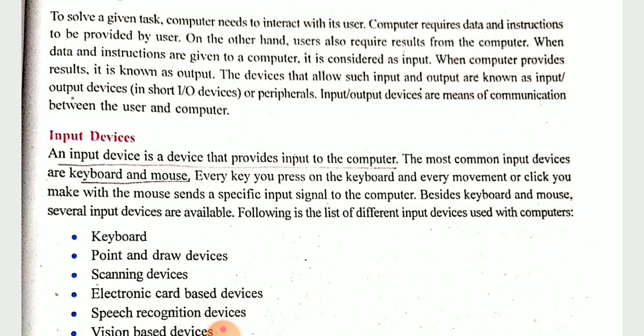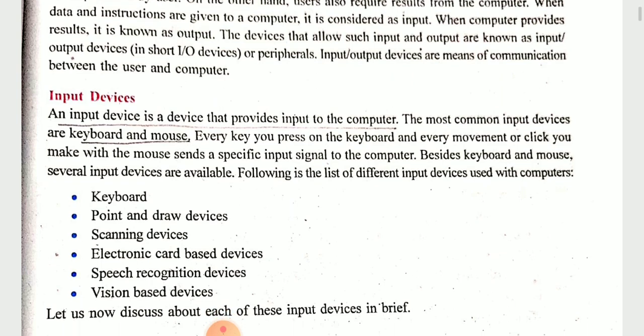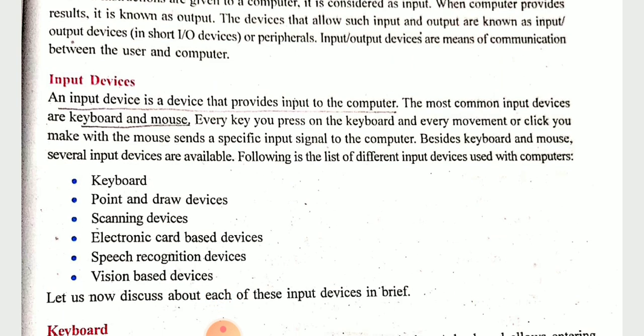Input to a computer is usually given by clicking the mouse or typing on the keyboard. Every key you press on the keyboard and every movement or click you make with the mouse sends a specific input signal to the computer. So with the use of mouse and keyboard we can send a specific input signal to the computer.